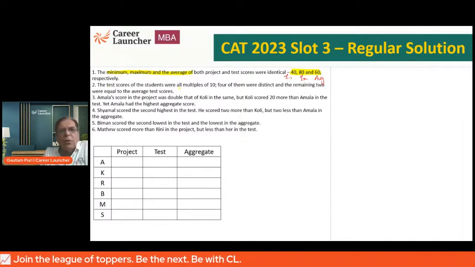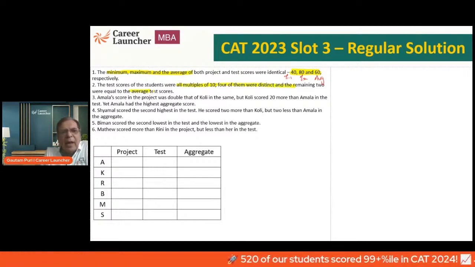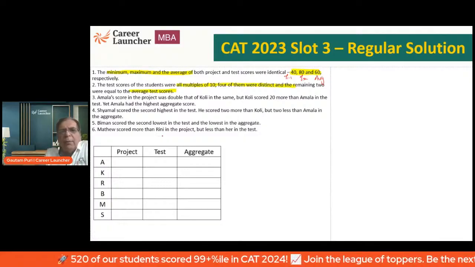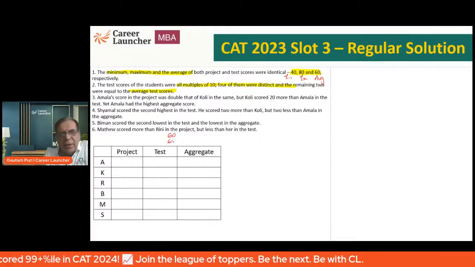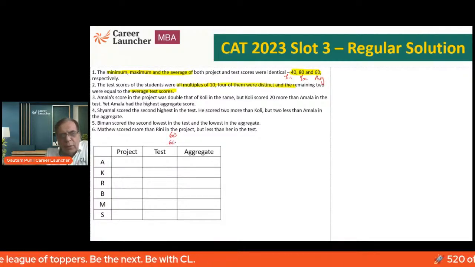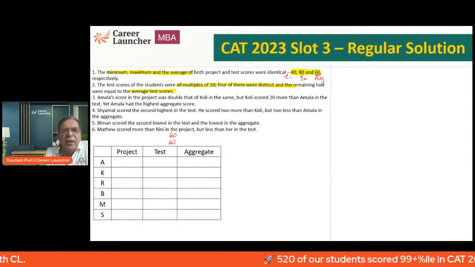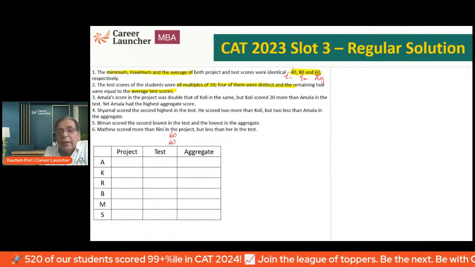Statement 2, the test scores of students were all in multiples of 10, 4 of them being distinct and remaining 2 equal to the average test score. So if I'm looking at the test scores, what are the scores possible for them? 2 of them are average. That means 60, 60. Okay. 2 of the 6 scores are 60, which is the average. Average for test score is 60. Okay. And what are the others? All the remaining are multiples of 10. The lowest being 40, highest being 80. That is what is given out here.